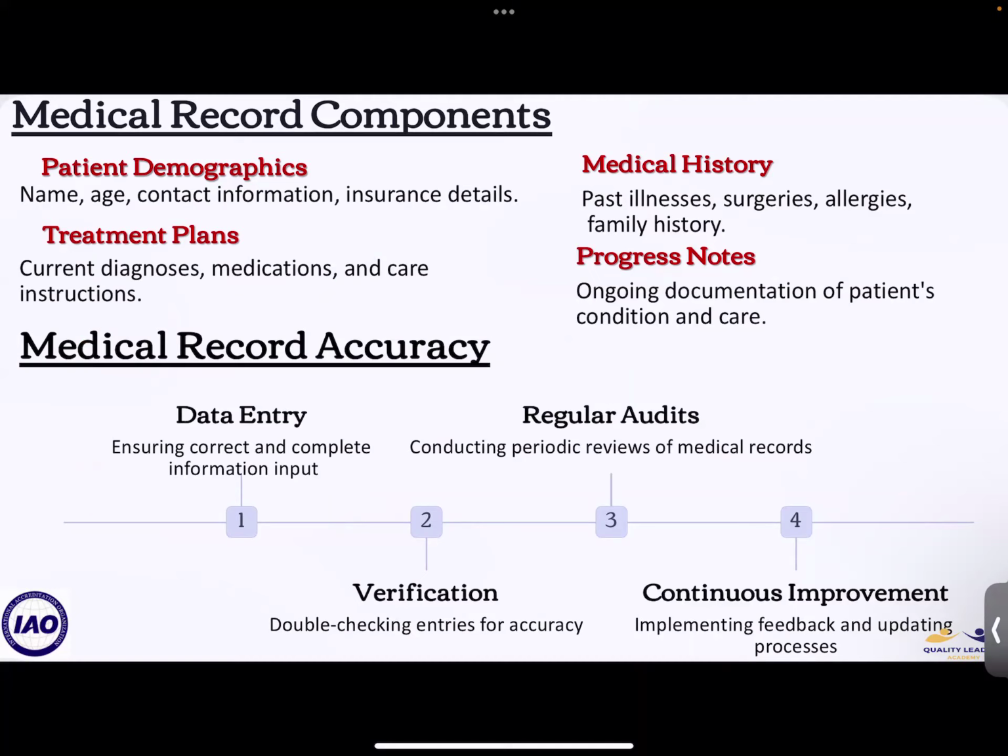Medical record components are patient demographics, which is the name, age, contact information, and insurance details of the patient. Also, the treatment plans. We will see the current diagnosis, the medications, and the care instructions by the doctor. Another component is the medical history. We can review the past illnesses, the surgeries, any known allergies, and any familial history of the patient. And we can also view the progress notes, which is the ongoing documentation of the patient's condition and care.